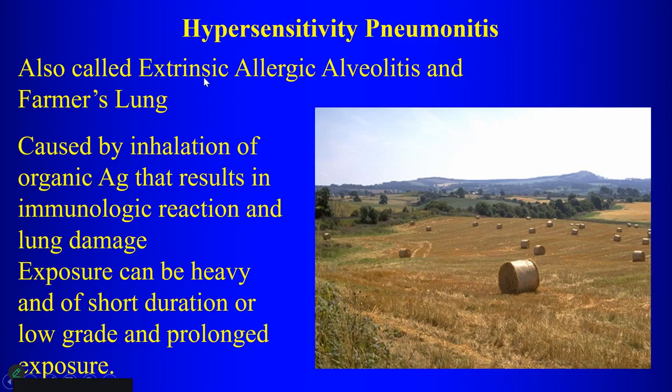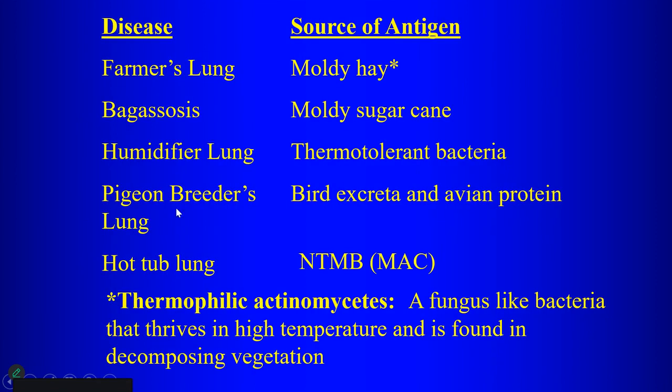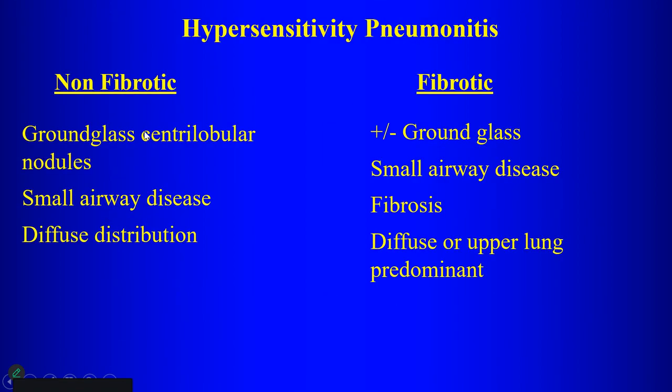Okay? So this occurs from, as opposed to pneumoconiosis, which occurs from inhalation of inorganic antigen, hypersensitivity pneumonitis is usually caused by inhalation of organic antigen. And so that results in the reactions in the lung that give you inflammation around the central lobular bronchioles. That's why we see the central lobular ground glass opacities. And then the various diseases are named by the source of the antigens. We can divide it into non-fibrotic findings and fibrotic findings.